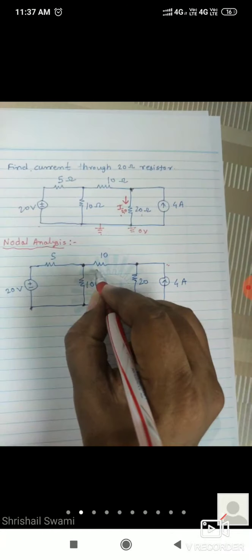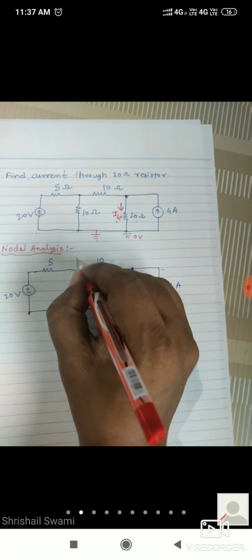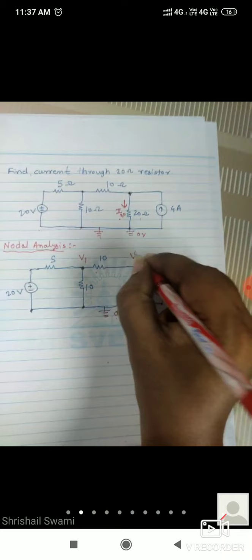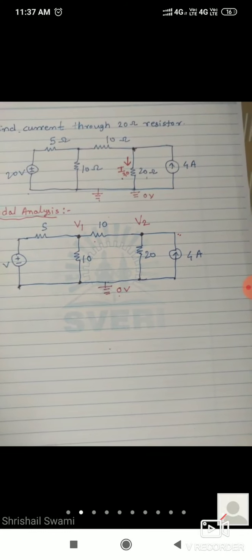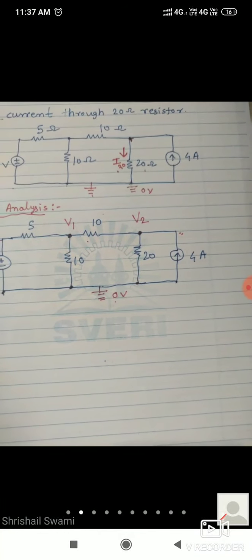Then apart from that there are two nodes. So I will assign the names. This will be V1, this will be V2. So I am labeling the node voltages with respect to ground as V1 and V2. But what are we interested in? V2. If I get the answer of V2, then I will be able to find out the current passing through this 20. Okay, now next, two unknowns are there, V1 and V2.